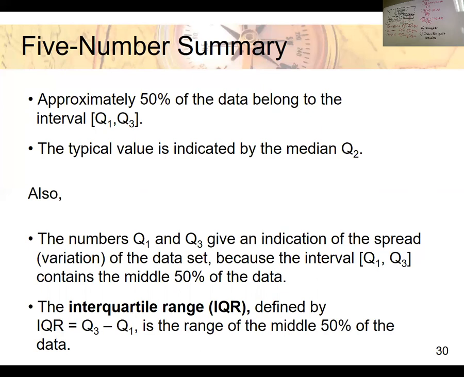Now, we do have a definition, which I kind of introduced in that example that I did up here. It's called the interquartile range, or IQR. That's going to be the difference between the value of the third quartile and the value of the first quartile, Q3 minus Q1. That's the range of the middle 50% of the data.